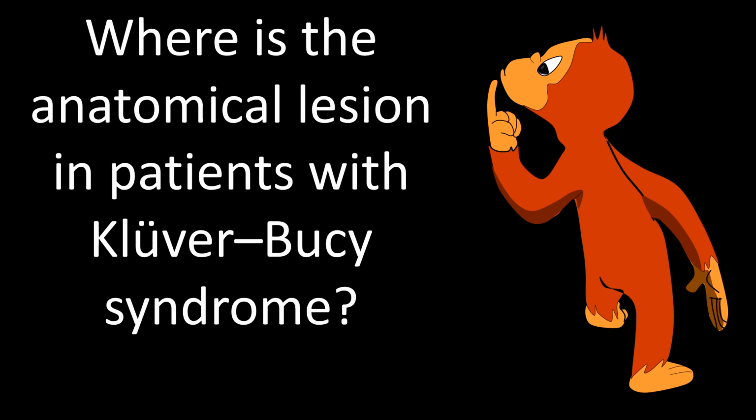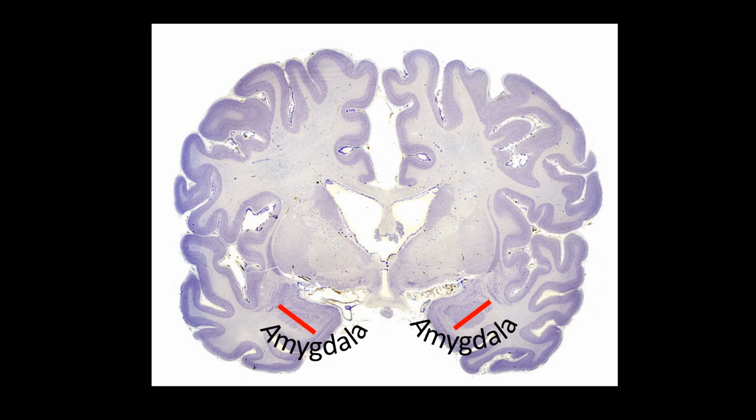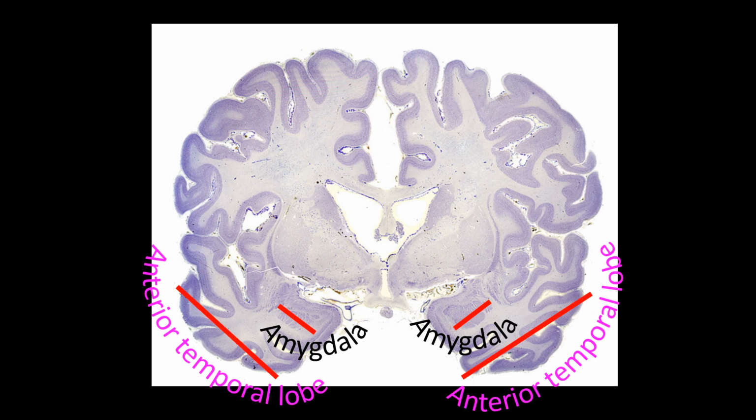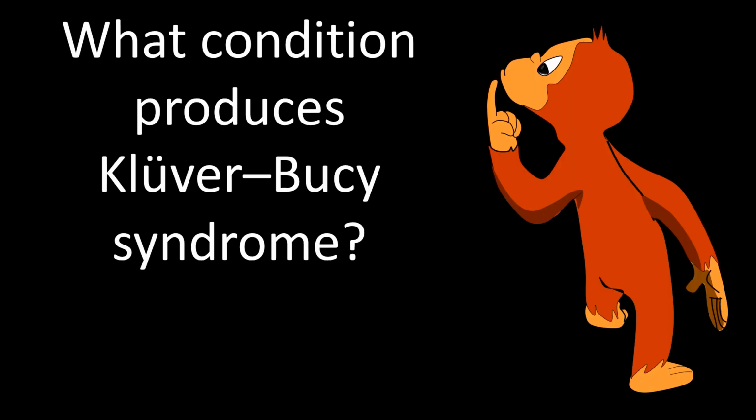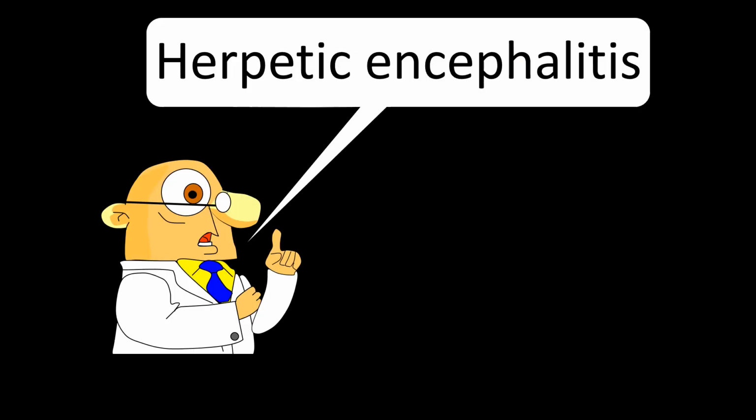The lesion in Kluver-Bucy syndrome is in both amygdalae, or also involving the amygdalae and the anterior temporal lobes. Any condition affecting the mentioned areas can produce Kluver-Bucy syndrome, but the most frequent condition producing it is herpetic encephalitis.